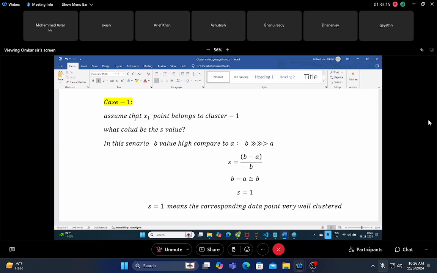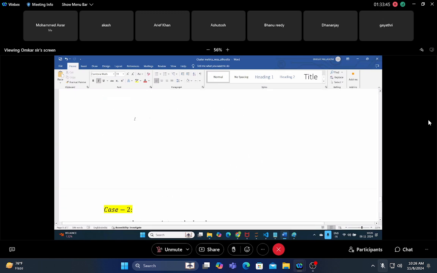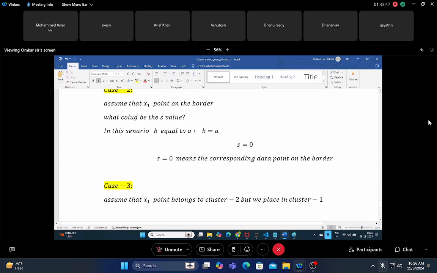Now the x1 point lies between cluster 1 and cluster 2, at the same equal distance. Then B minus A becomes what? 0, B equals A. Then approximately 0, not exactly 0 sometimes, but the value ranges from -1 to 1. That is the story you need to explain in the interview. -1 means bad. 1 means good. Clear?